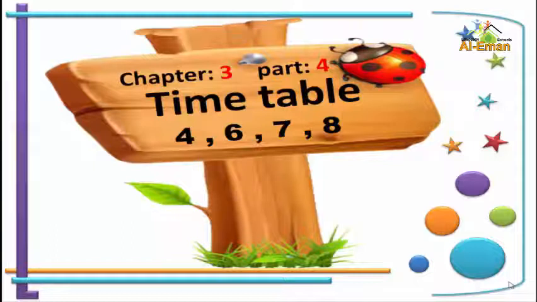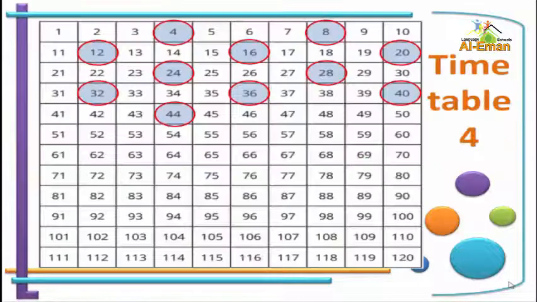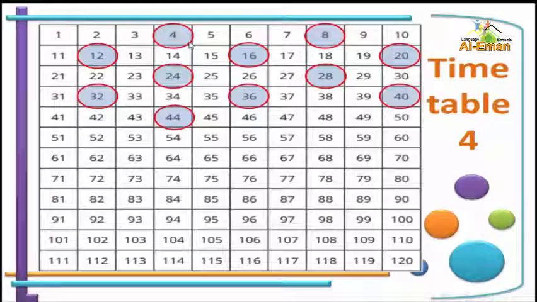Today's lesson is on what's left of the multiplication tables: timetables 4, 6, 7 and 8. We can get the product of the multiplication by one of the methods we used before, such as drawing, erase, or number line. The multiples of number 4 from the 120 chart are the same as the results of the multiplication table 4.